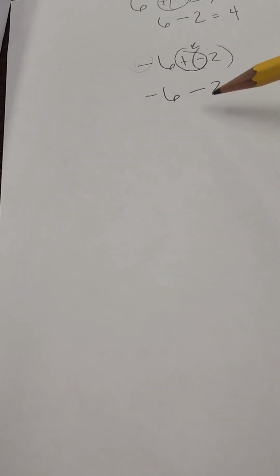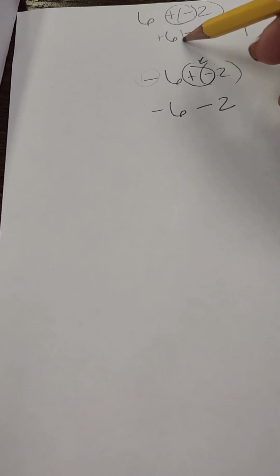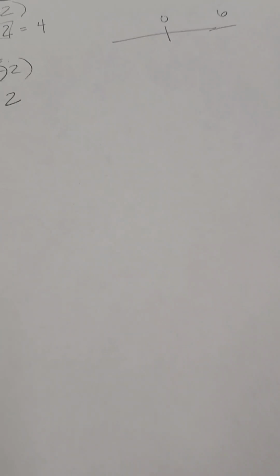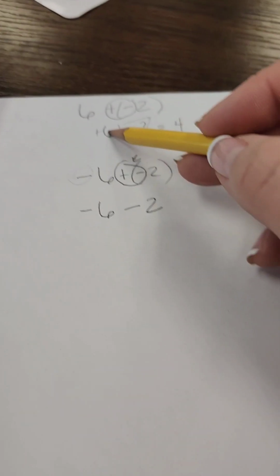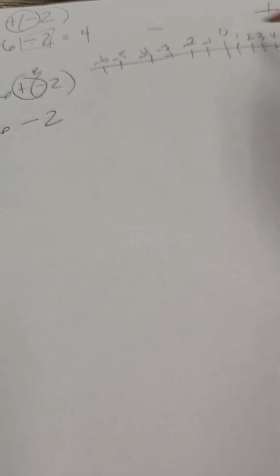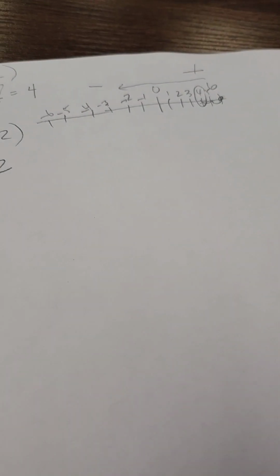So if I have 2 negatives though, this one is I'm starting at 6 and I'm going 2 to the negative. So if I have a number line, and here's my 6, okay, here's my 6, okay? I'm going to start at positive 6, and I'm going to go that direction. So I'm going to go this direction, 2 numbers. 1, 2, which is going to give me 4. That's what subtraction is, okay?